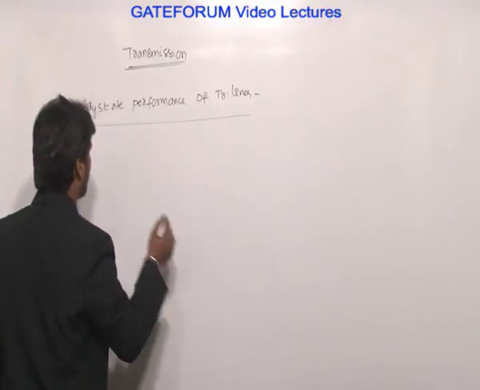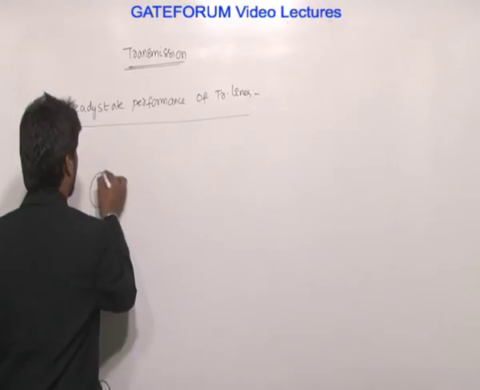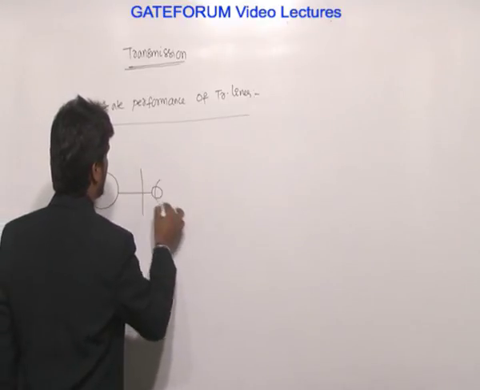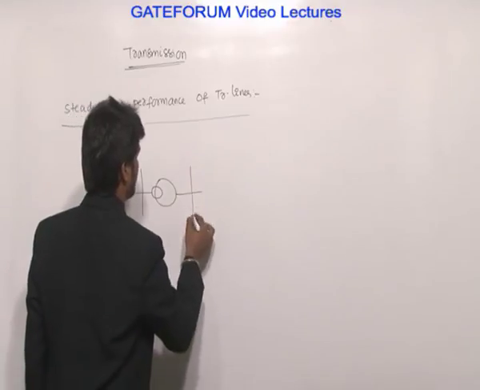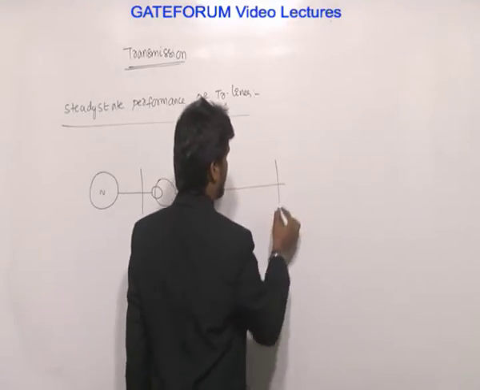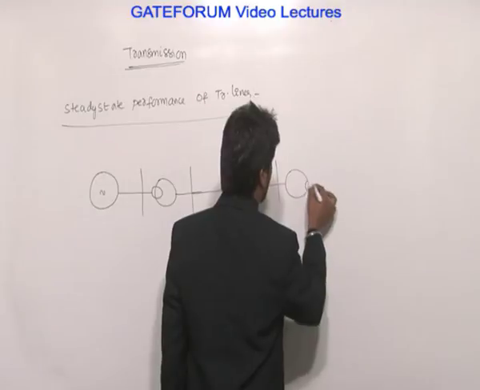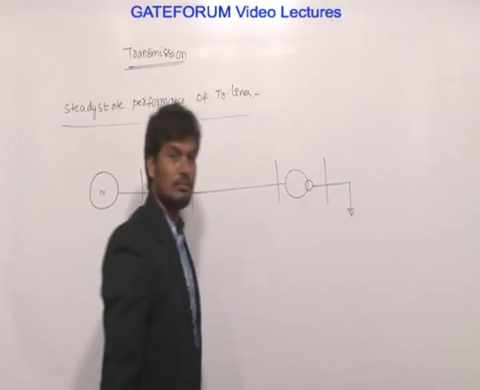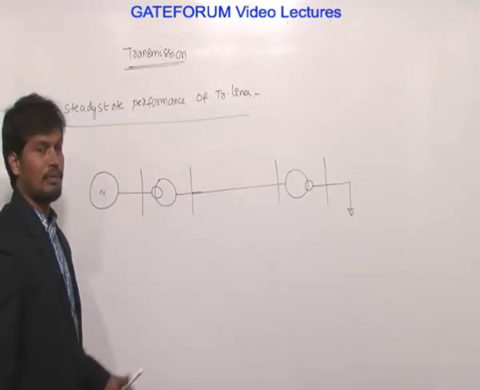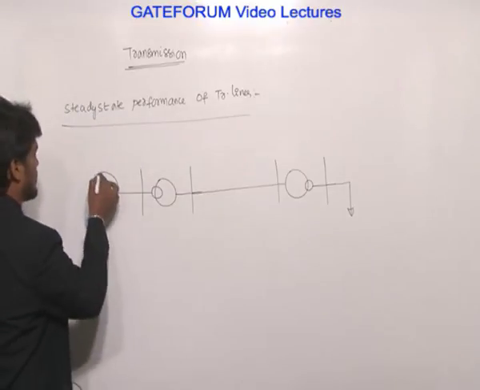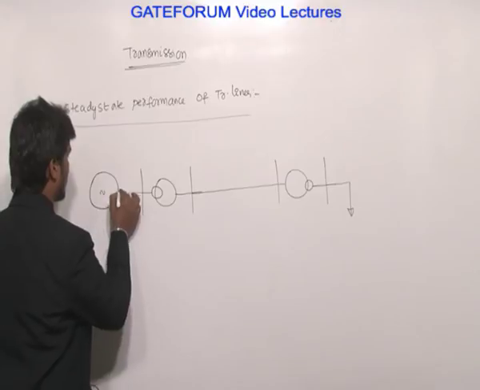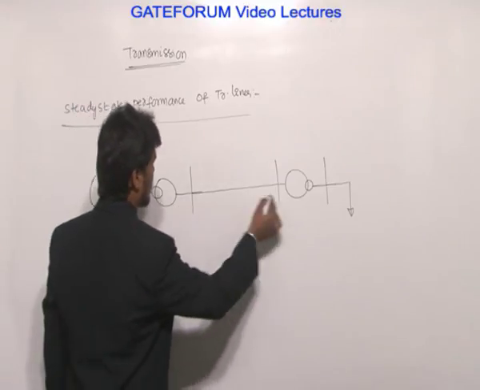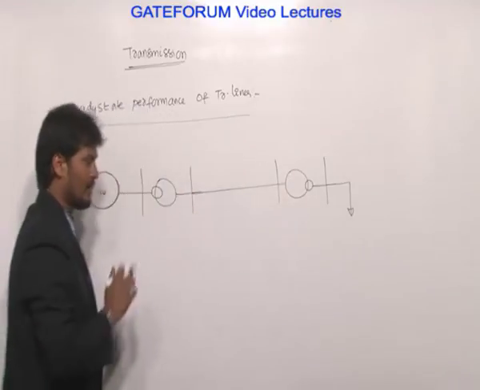The single line diagram of power system is: alternator, step up transformer, transmission line, step down transformer, load point. This is a single line diagram of power system. Initially it is synchronous generator or alternator. Then step up transformer, transmission line, step down transformer, load point.